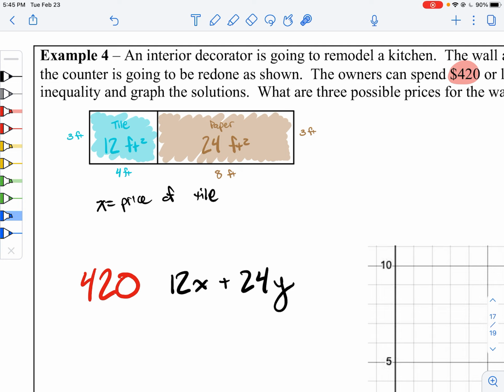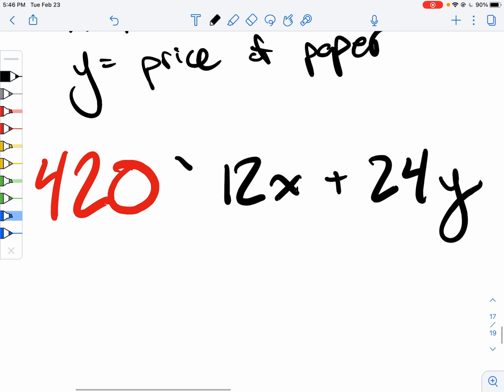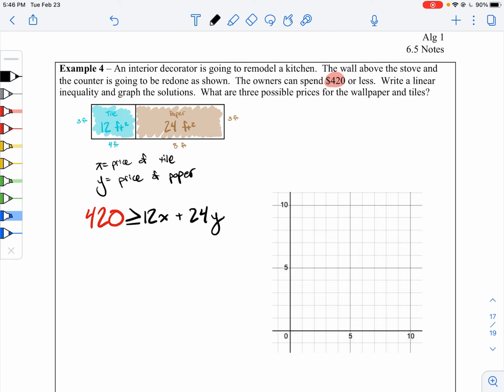And y is going to represent the price of the paper, the wallpaper, right? Because this paper we put on a wall. And this is going to be 24 times the price. We'll pay whatever the price of our paper is. We're going to need 24 square feet of it. Add them together, and then we've got our total price is 420. Our price needs to be less than that, but it can be equal to, because we can spend 420 or less than that. So our price needs to be less than or equal to $420.